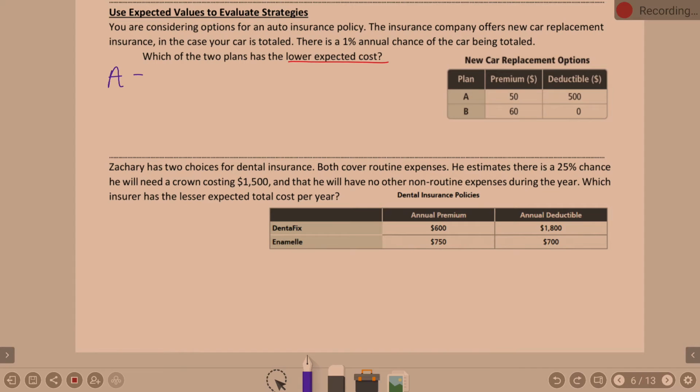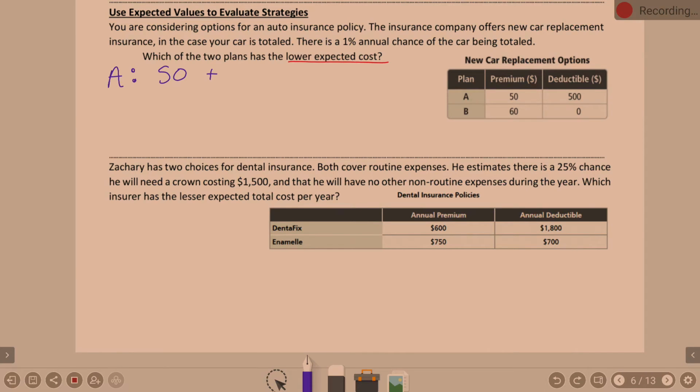Okay, let's find the expected cost here. So what do we know for sure about Plan A? You for sure are paying that premium, right? That is your known cost. And so we're going to pay the $50, plus the deductible. That's our unknown, right? Because are we going to need to use our insurance? So what are the chances of us paying that deductible?